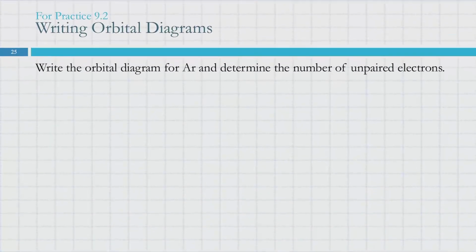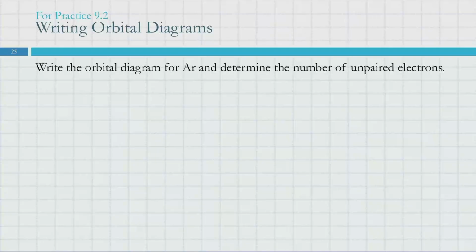All right, let's write an orbital diagram for Ar and determine the number of unpaired electrons. So argon has how many protons? 18. So how many electrons does argon have? Also 18. It's neutral, so it's the same number of protons as electrons. 18 electrons. We're going to write the full orbital diagram for argon.